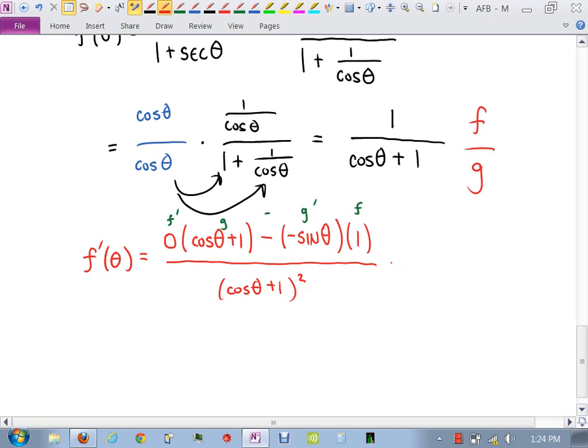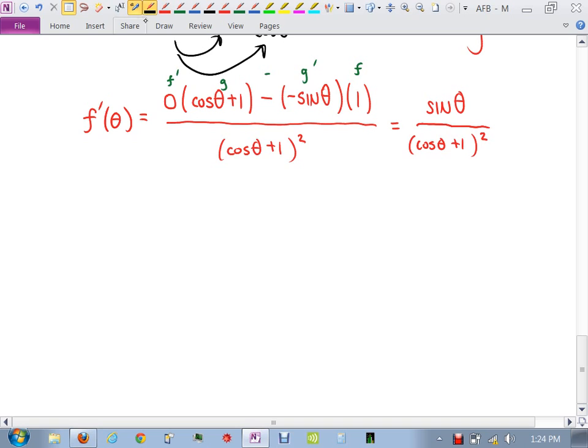So all I'm left with now, on the top, the only thing left is what? Sine theta, over the bottom, which is cosine theta plus 1 squared. That's just the way I would have done it. It's not right that way and wrong any other way, but I avoided having to use the derivative of secant there. Now let's do it the way you probably would have done it.